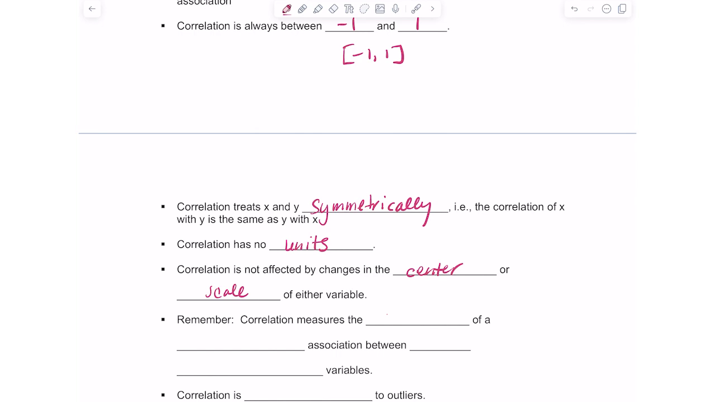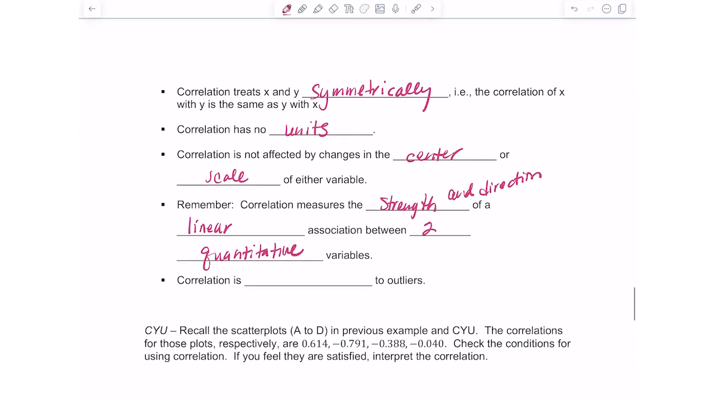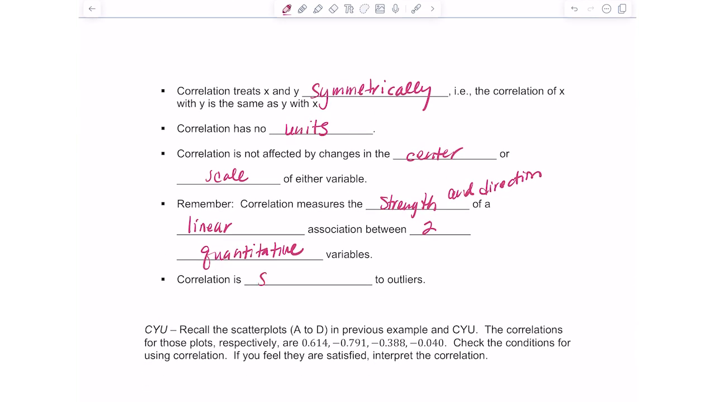And again, just remember, correlation measures the what? The strength of what kind of association? Linear. It measures the strength and direction of a linear association between two quantitative variables. Correlation is sensitive to outliers, just like the mean.